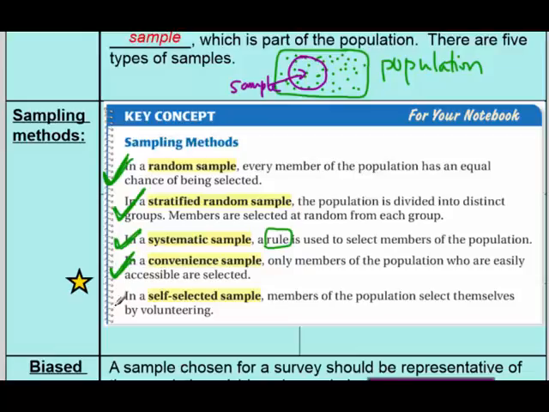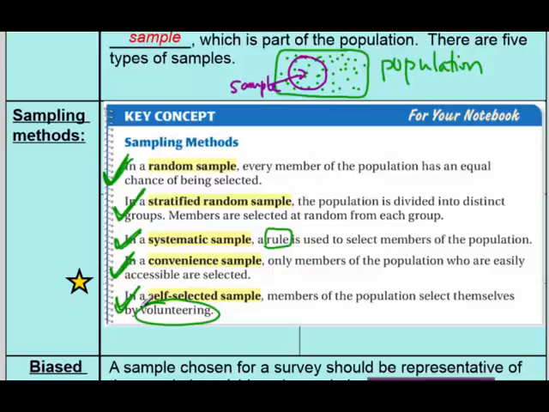And the last sample, self-selected sample. Members of the population select themselves by volunteering. So volunteer-based. This kind of sample would be talking about the same survey, favorite subject. And let's say I just made a lot of surveys, some half sheets, and I put them in the office and I said, whoever wants to fill them out, you fill them out. Whoever comes to the office, you can fill it out.